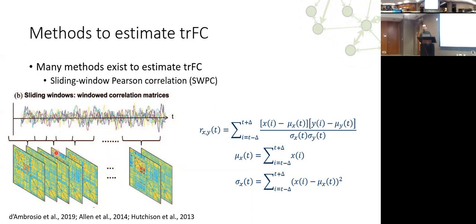Now, there are a lot of studies that play with the window shape or whatever, but the main part of it is just a sliding window plus calculating the sample Pearson correlation at each of those windows. This is one of the most well-known methods. If you look at the studies, most of them use this. So it has two issues.